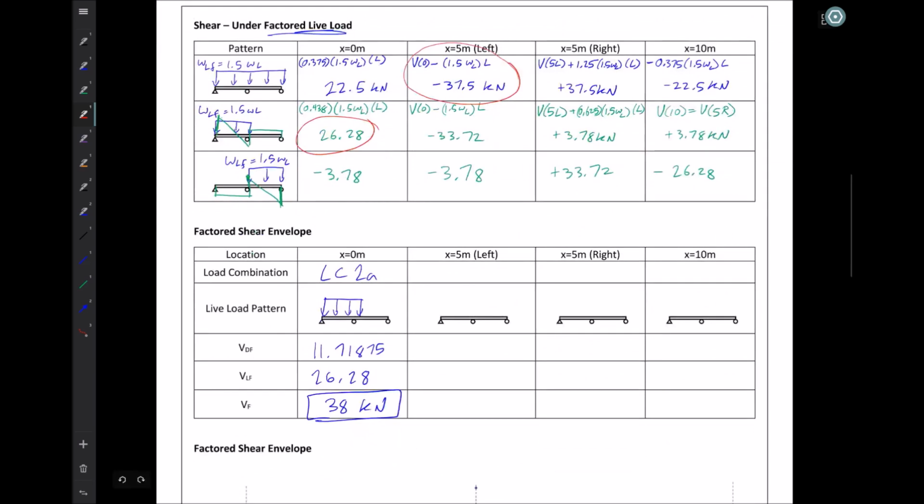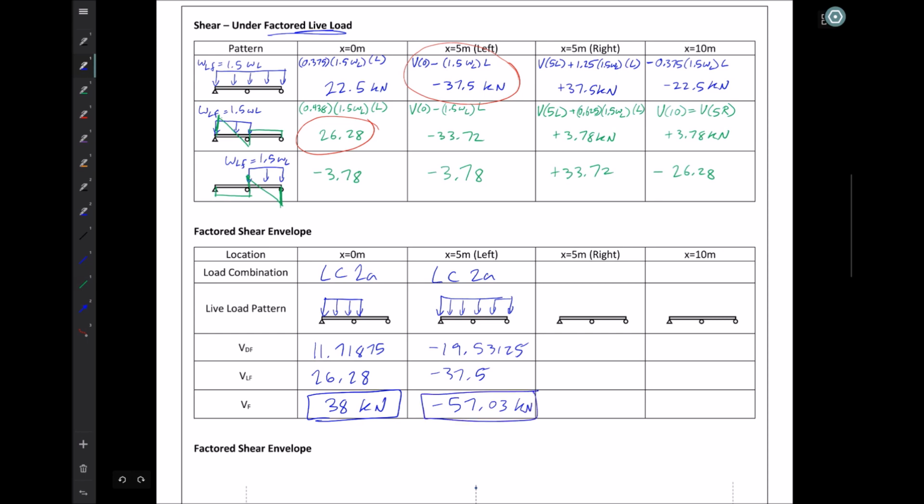So I'll plug that in here, and I have still the load combination 2A, but now my pattern live loading is over the full span, or over both full spans. And plugging in the values I have for that, I have 19.53125 and minus 37.5. Adding them together, I have minus 57.03 kilonewtons.